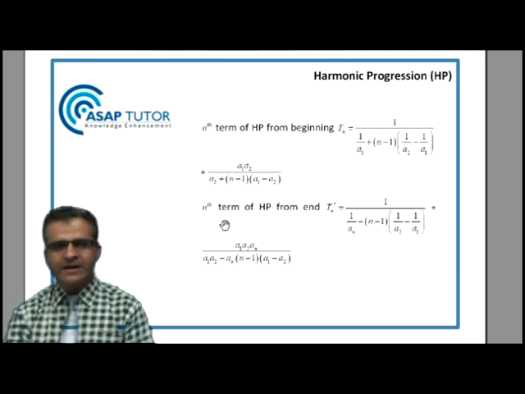Similarly, we can find the nth term of the HP from the end. So in place of 1 over a1 we'll be having 1 over an, and solving it we get a1 a2 an divided by a1 a2 minus an multiplied with n minus 1 into a1 minus a2. So this formula we can use if we know the first term, the second term or the terms in the HP to find the nth term from the end.